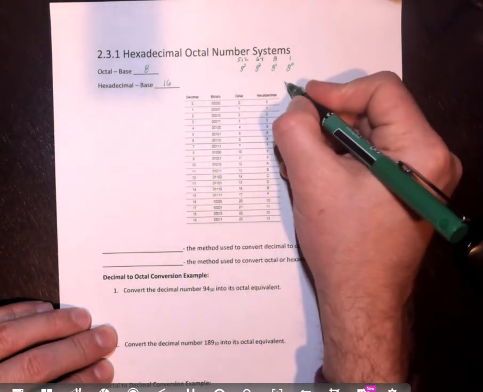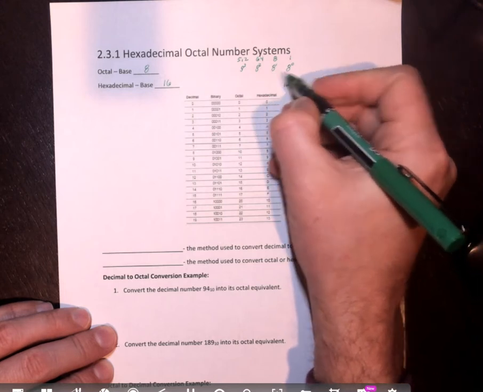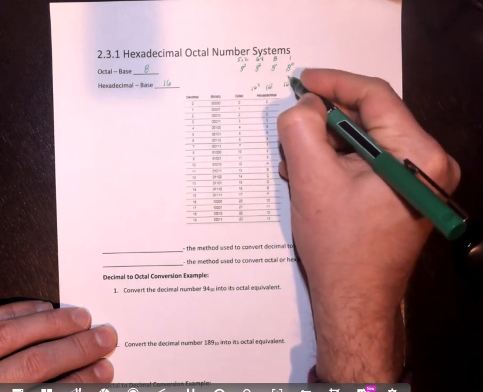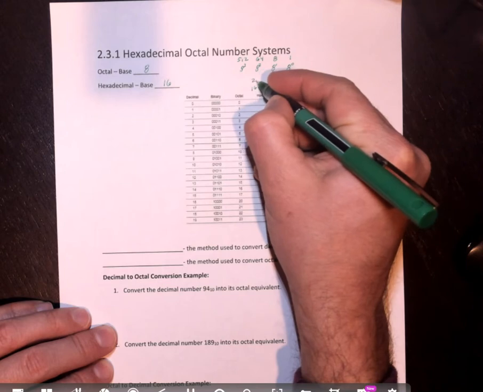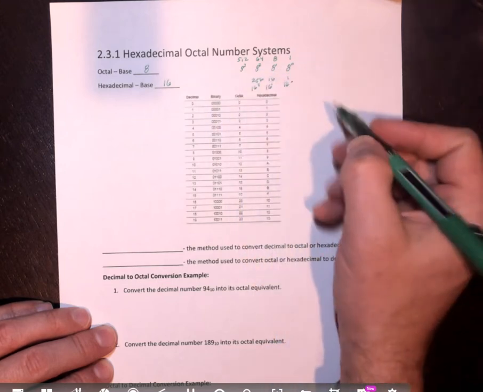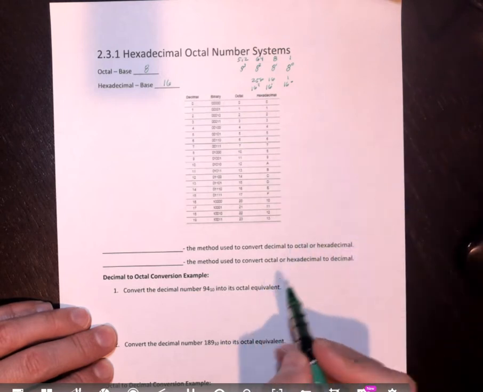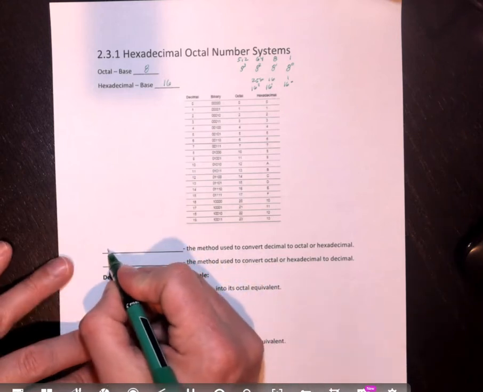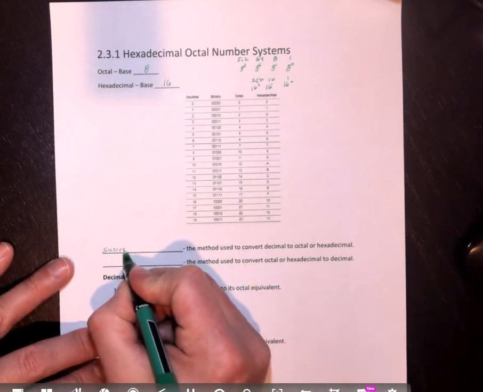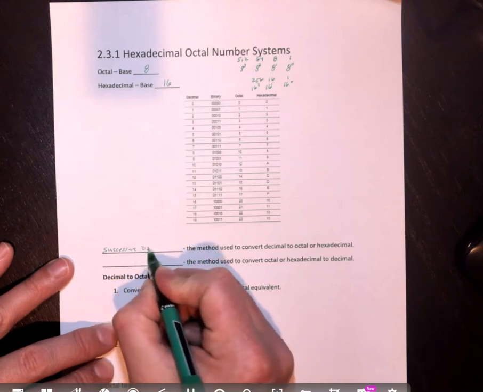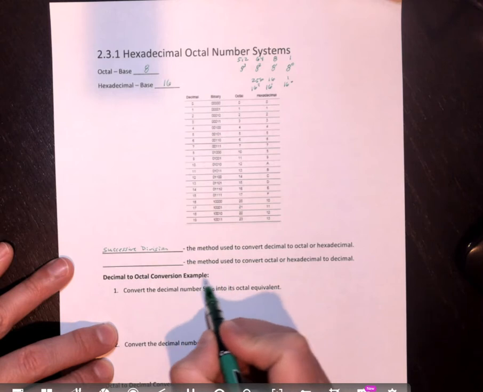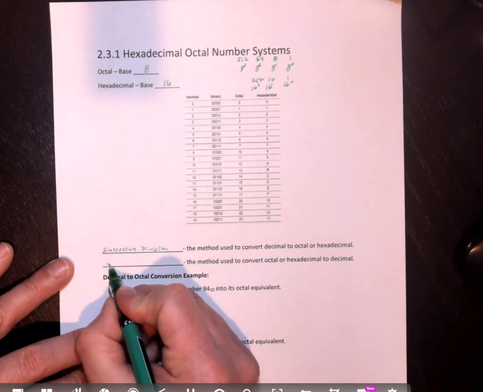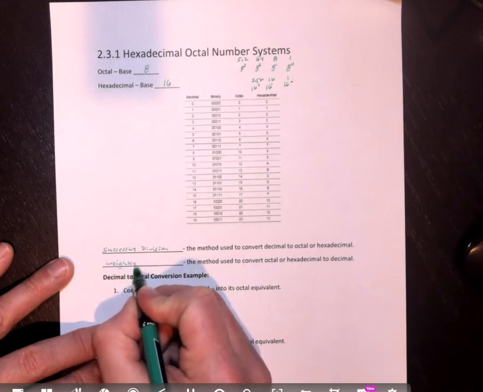The same thing goes for 16, which would be 16 to the 0, 16 to the first, 16 to the second. So we've got 1, 16, 256, and then 256 times 16. The method to convert from decimal to these other bases is successive division. And if we're in binary, octal, or hexadecimal and going back to decimal, we would use weighted multiplication.